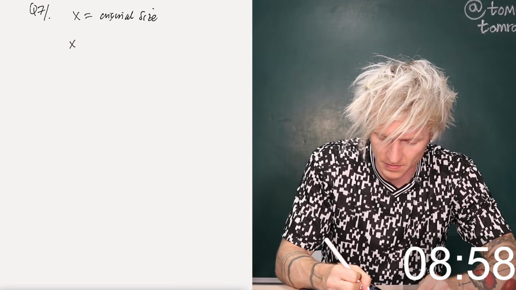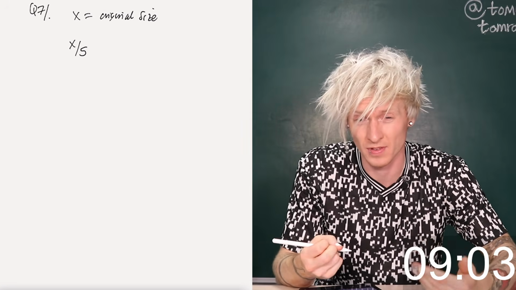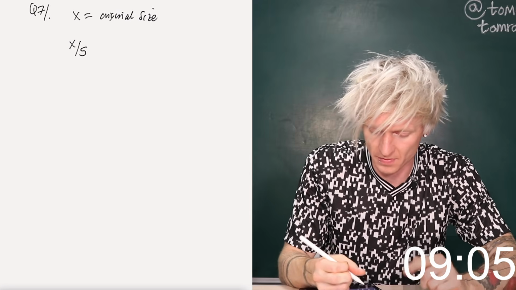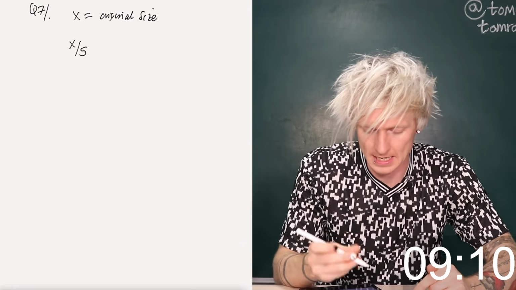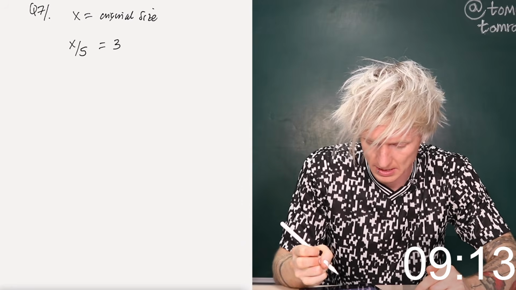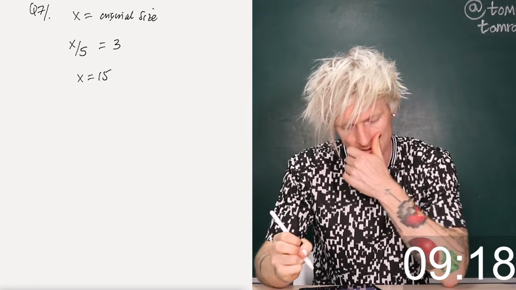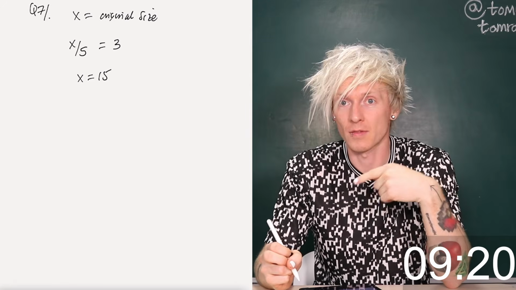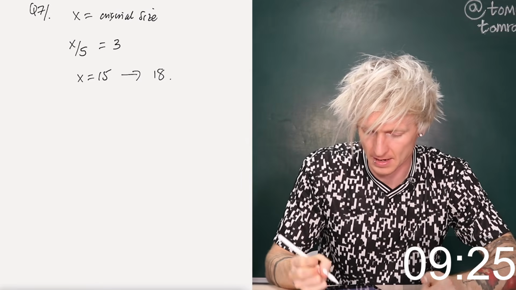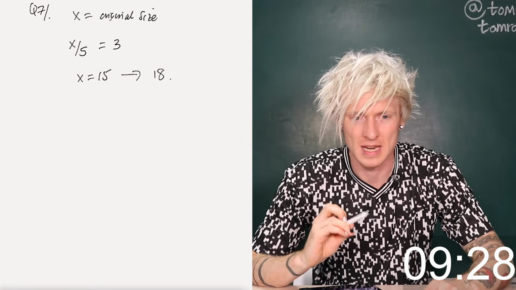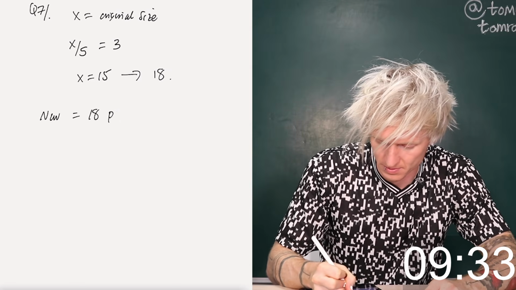So that means x over 5, which would be 1/5 of x, 20% of x, 0.2 of x, or x over 5, is equal to 3, I think. So I think x is 15, so that means x is 15. And then the 3 have arrived, so I think originally there were 15 and now it's gone to 18. Now let's check that makes sense. So how many people are now at the party? So I think now equals 18 people.